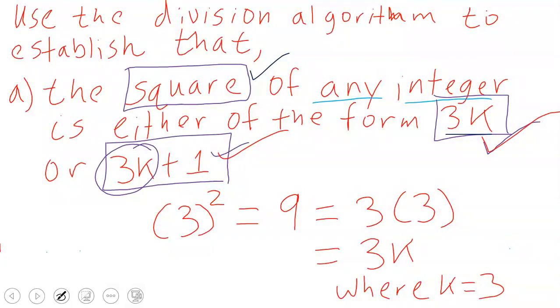So that's what the claim is. The claim is, give me any integer and square that integer, and I can guarantee you it's going to be either a multiple of 3, or a multiple of 3 plus 1. That's the claim, and we ought to prove this claim. So let's prove it.